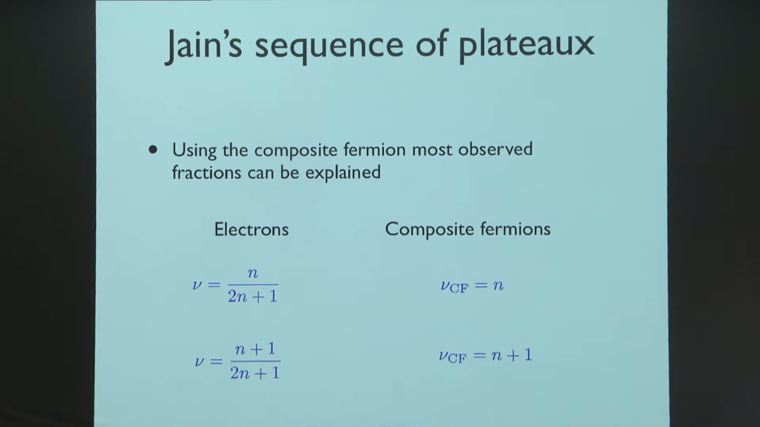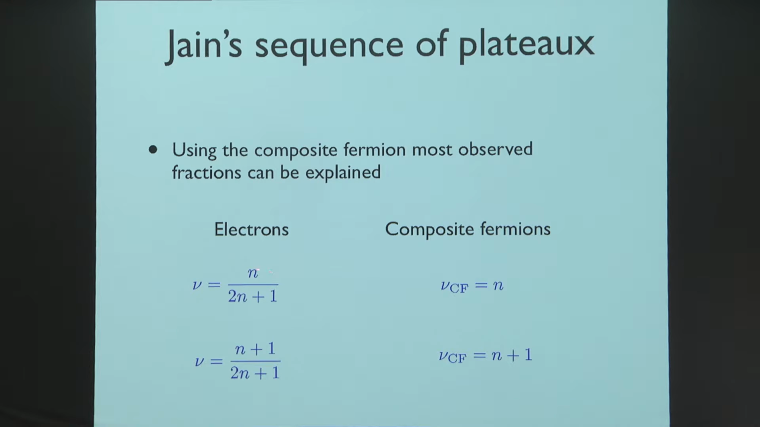Using this notion of the composite fermions, most of the observed fractions can be explained. For example, there is a series of filling fractions which can be written as n divided by 2n plus 1. In the composite fermion picture, that maps to a filling fraction of the composite fermion equal to n. And nu equal n plus 1 divided by 2n plus 1 would map to composite fermions in a magnetic field pointing in the opposite direction with n plus 1 filled Landau levels.